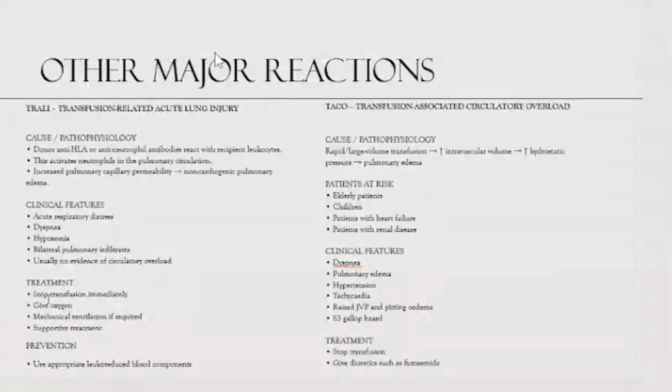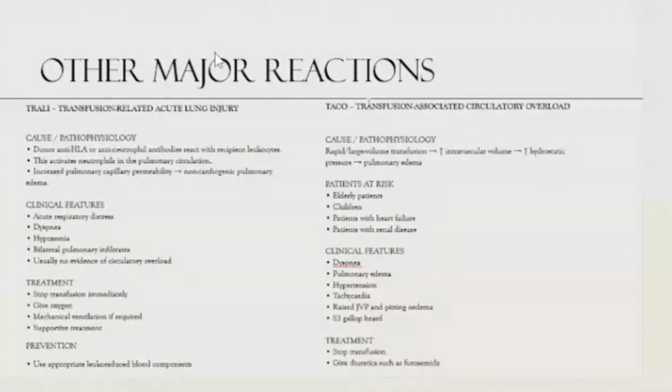For treatment, you usually stop the transfusion, you give oxygen to treat the hypoxemia, ventilation if required if further hypoxemia has occurred, and supportive treatment to treat these acute respiratory disorders and any other complication that might occur. For prevention, as I said, you use appropriate leukoreduced blood components so that the person does not usually go into this again.